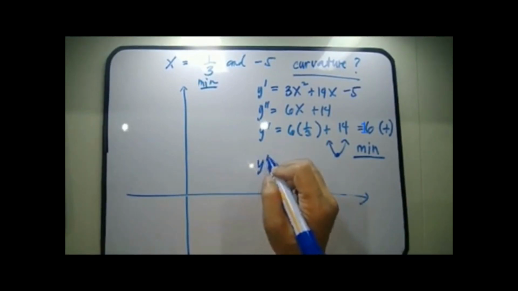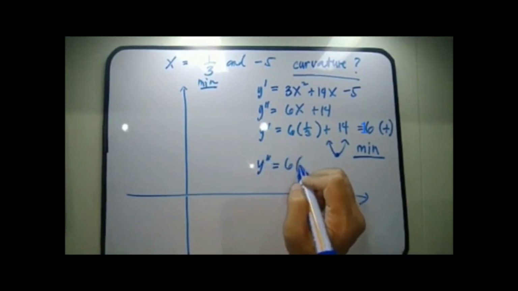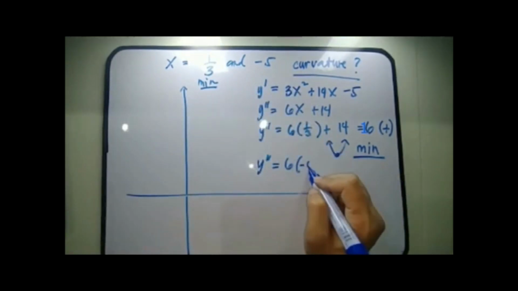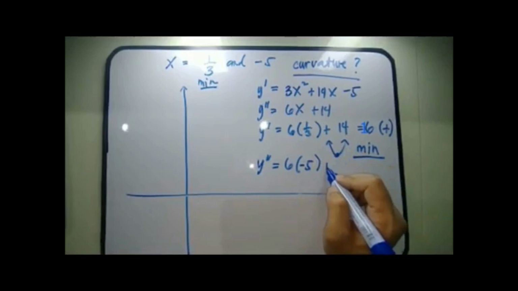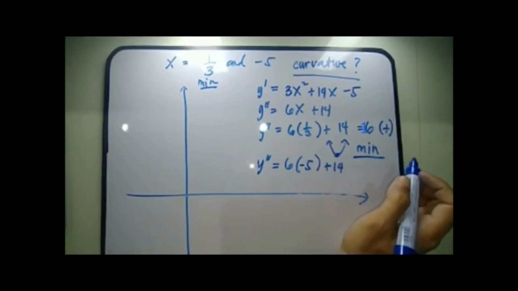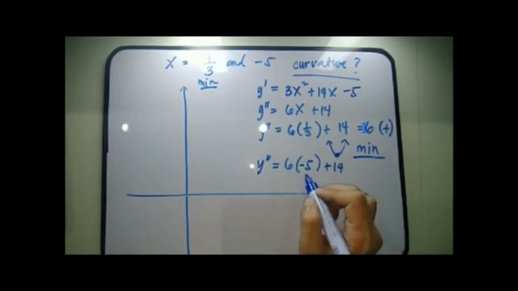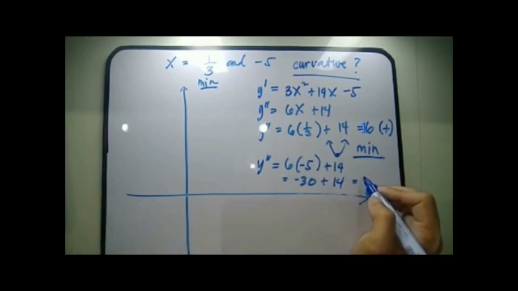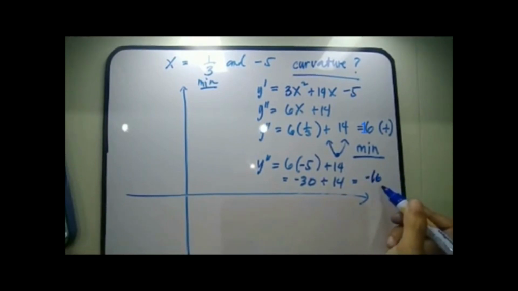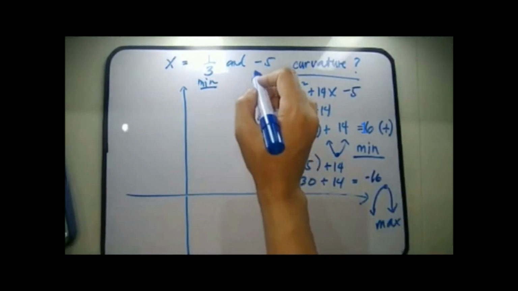So let's verify. So y double prime is 6 times, so input natin yung negative 5. We have here plus 14. So that will be negative 30 plus 14. So that will be negative 16. So therefore it is a negative. It means that it's concave downward. If it's concave downward, it means that it is a maximum. Therefore negative 5 is a maximum.